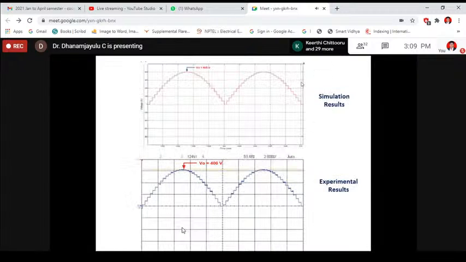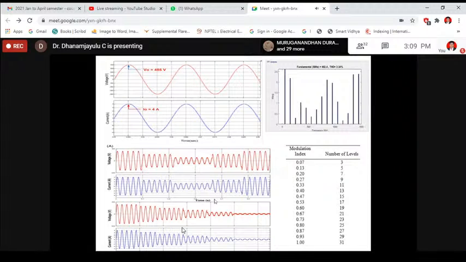As I said here, first I have simulated with 16 positive output voltage levels. So see that expected output wave, that is the simulated output waveform. This is the experimental output waveform. Again here, we have extracted a simulation output waveform. It shows 31 output voltage levels and THD is drastically reduced.